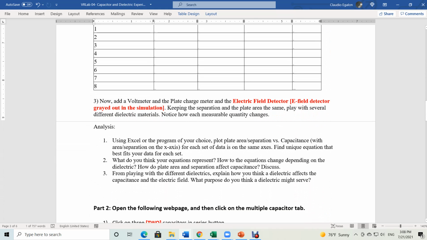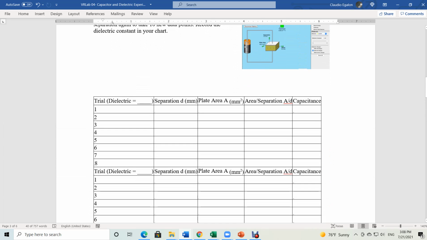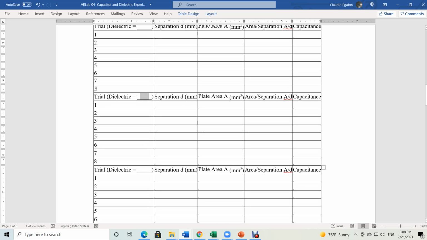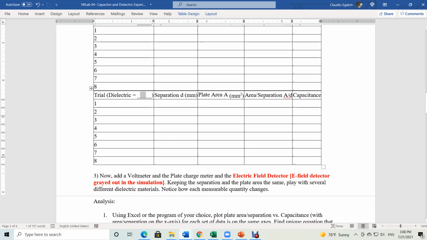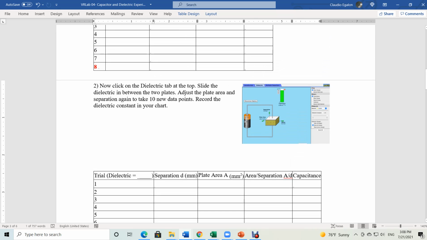Analysis, what do you see? Eventually he's going to ask you to plot. Okay, so you're going to insert 3 different dielectrics and you're going to vary the plate separation. Let's do only 8 data points. Let's not do 10, you know. 8 data points.